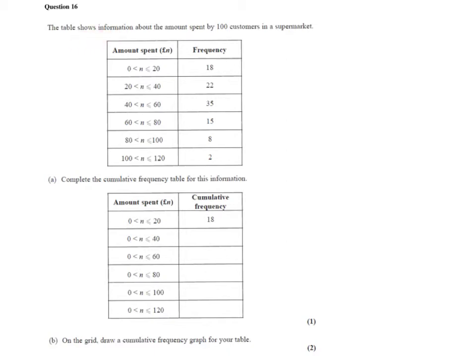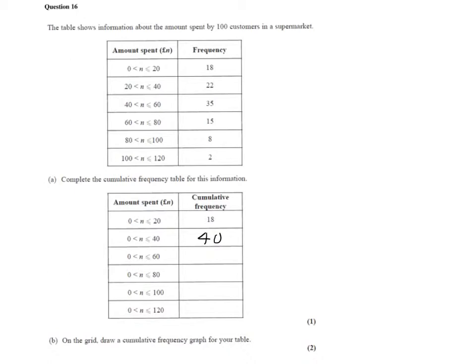So the table shows information about the amount spent by 100 customers in a supermarket. So we have a frequency table, and we've got to use it to complete the cumulative frequency. So 0 to 20 has been given, so we want to go from 0 to 40, so that'll be 18 and 22, which is 40.